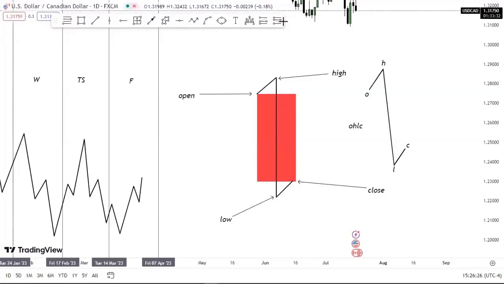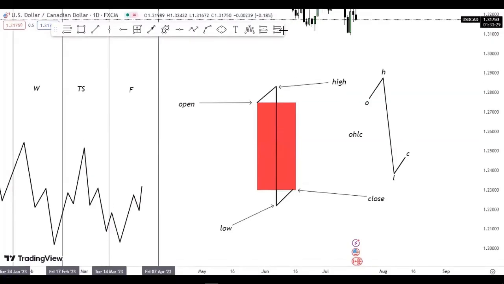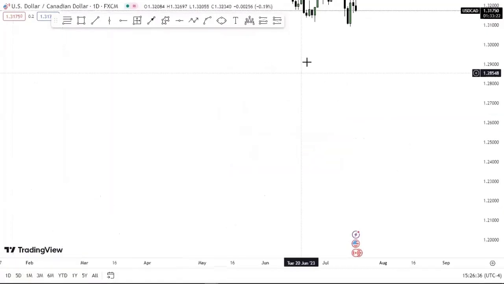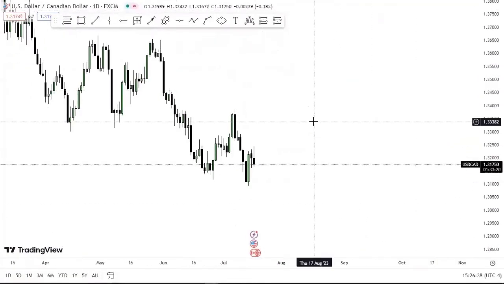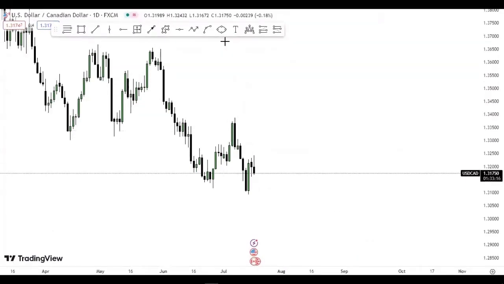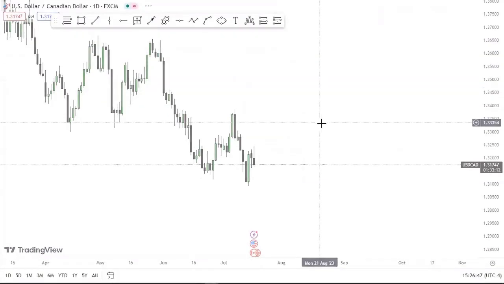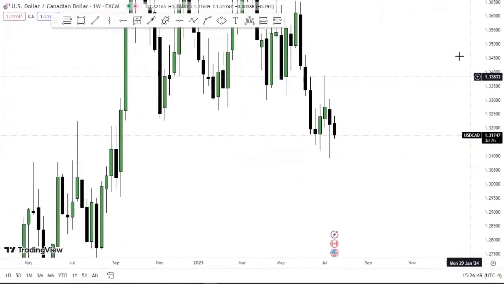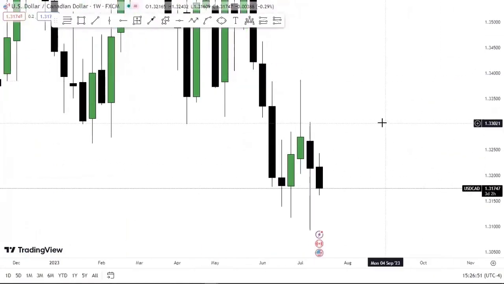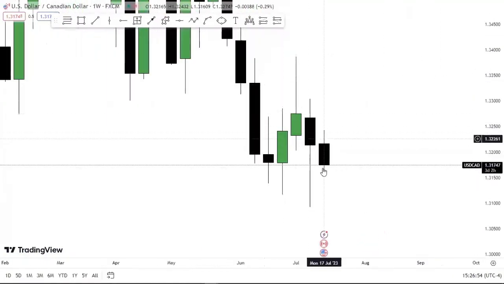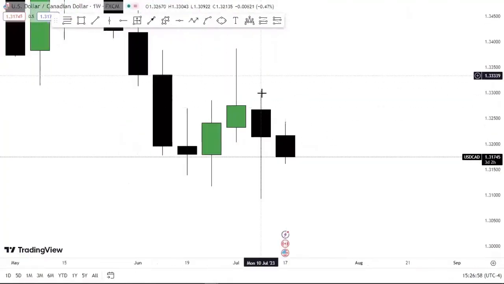Okay, so let's look for examples. This pair was bearish last week. So let's go to the weekly time frame. If we go to the weekly time frame, each candlestick has formed. So this was the last. This week just began, so it's Tuesday. So we're looking at this candlestick, last week's candlestick, this one.